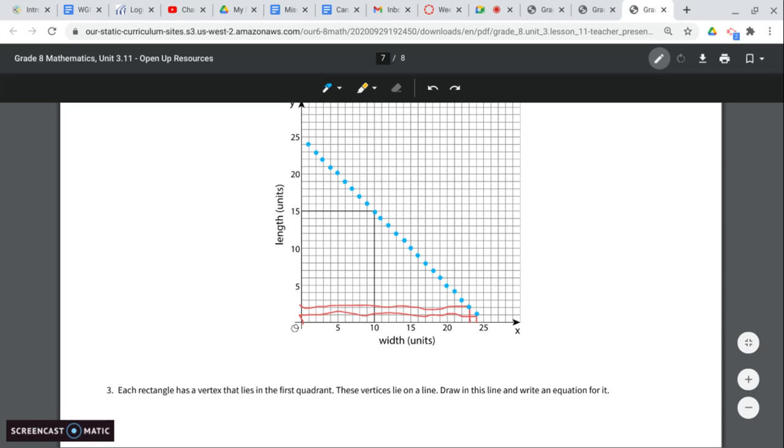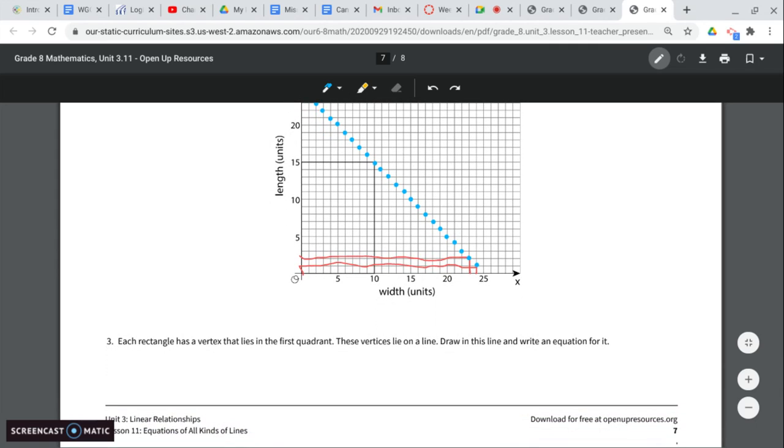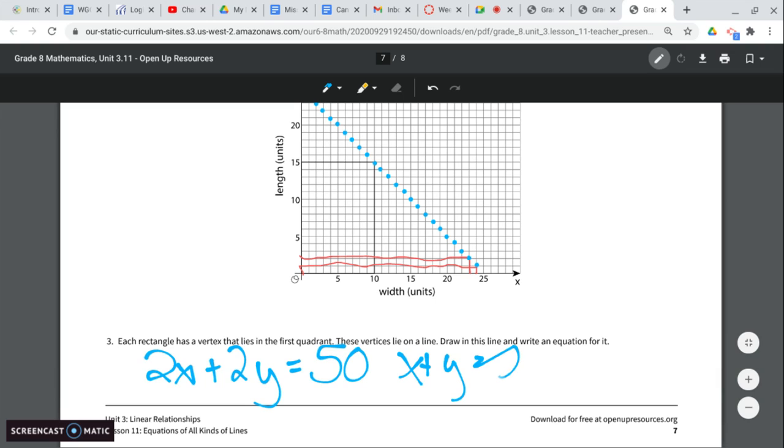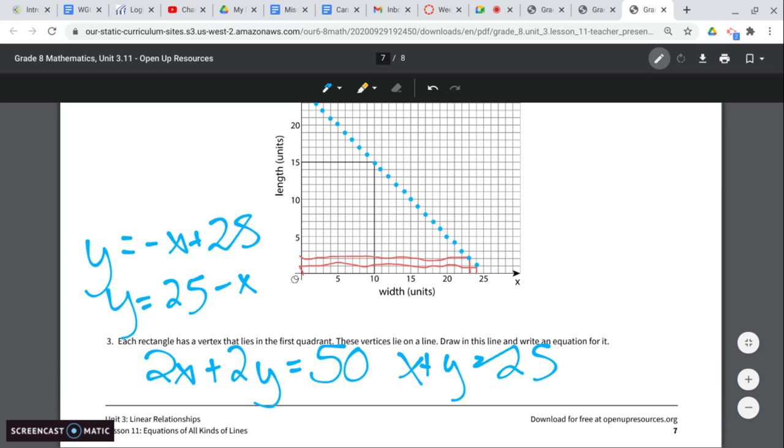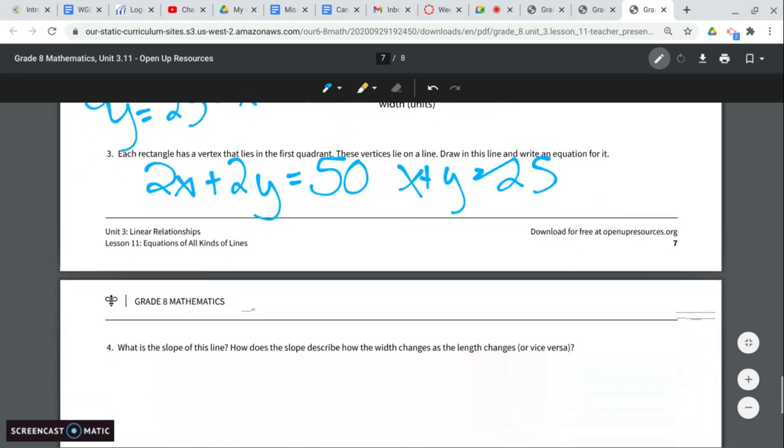So to write an equation for this, we know based on what we're looking at, we're taking 2 times our x plus 2 times our y and getting 50 for this. So our equation can look like this. We could also have x plus y equals 25. We can rearrange these so they're in slope-intercept form. So we can have y equals negative x plus 25. We could also have y equals 25 minus x. Those would all be possibilities for an equation for this line.